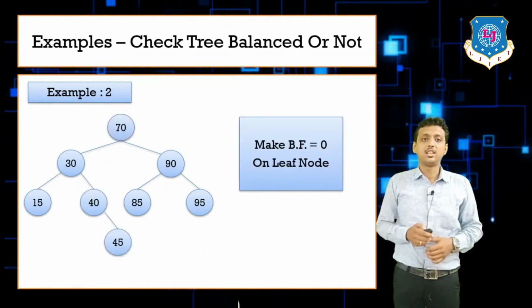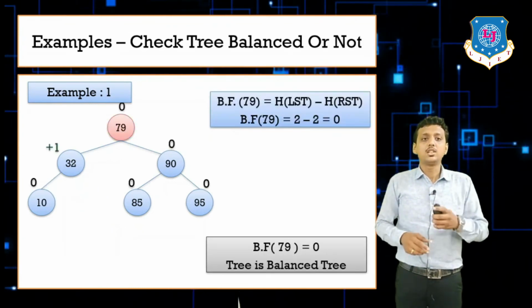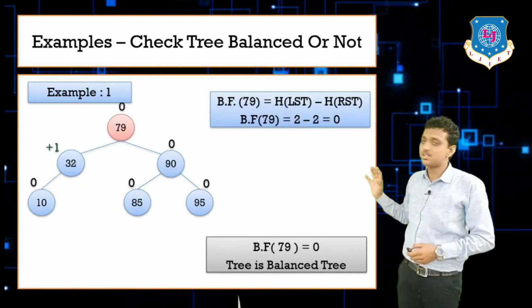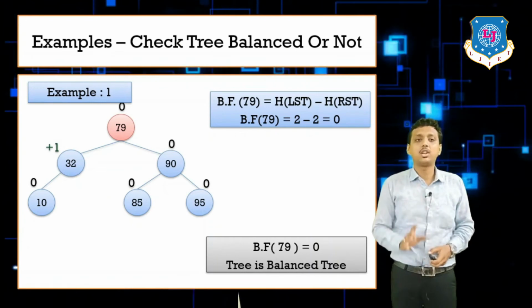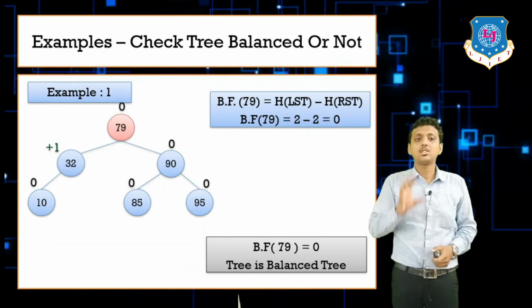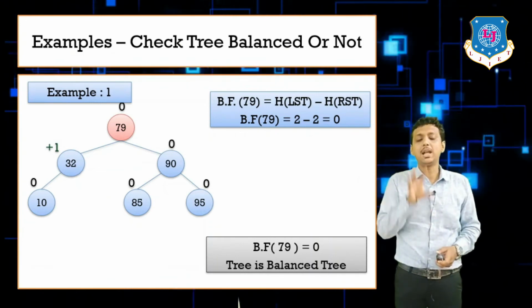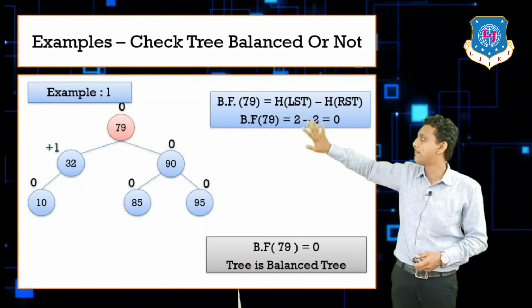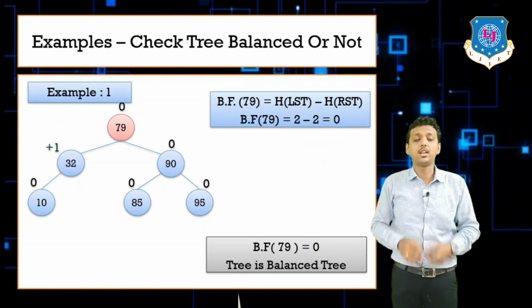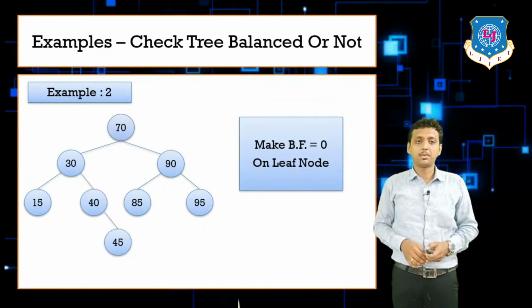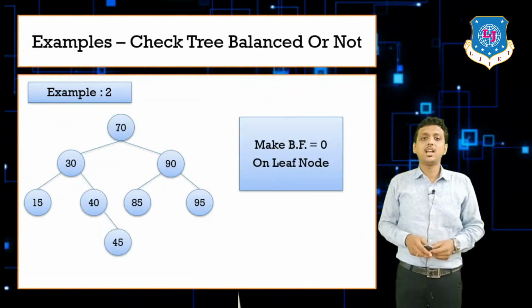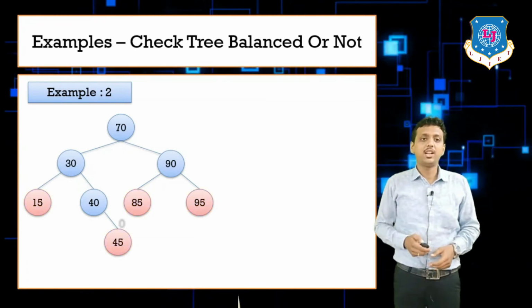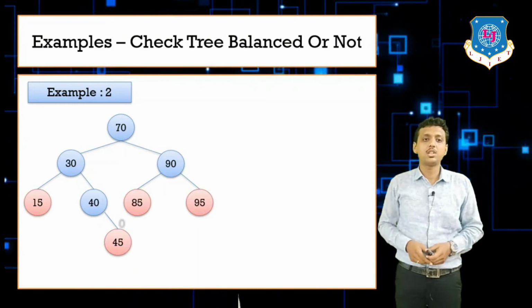That's the next example. So here 2 minus 2 is 0. That's why this tree is a balanced tree, because the root node has balancing factor 0. Fine. Now let me take another example. This is the example we have. Now let's start calculating the balancing factor of these nodes.